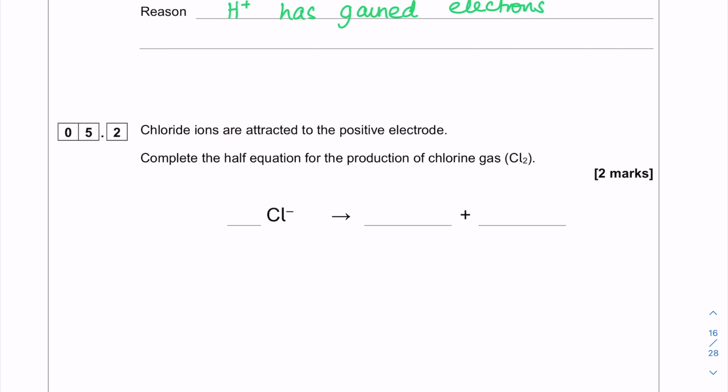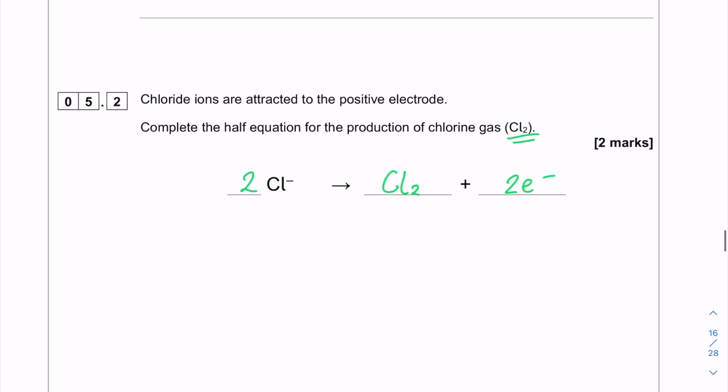Chloride ions are attracted to the positive electrode. Complete the half equation for the production of chlorine gas. So they've been nice here, they've told you what the formula of chlorine gas is, so let's pop it there and get it balanced. And then how do we go from having a 2 negative charge over here to something which is neutral? Well, we take away 2 electrons, which we show by adding them to the right-hand side. So this is oxidation.